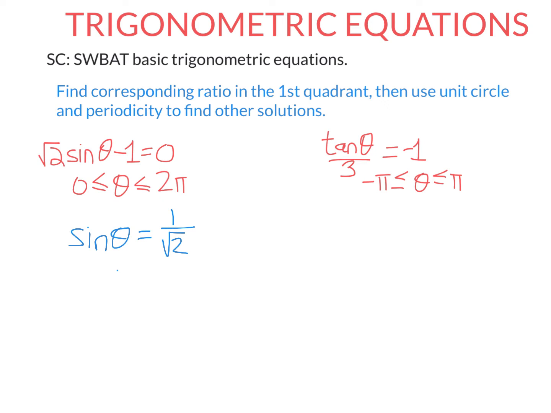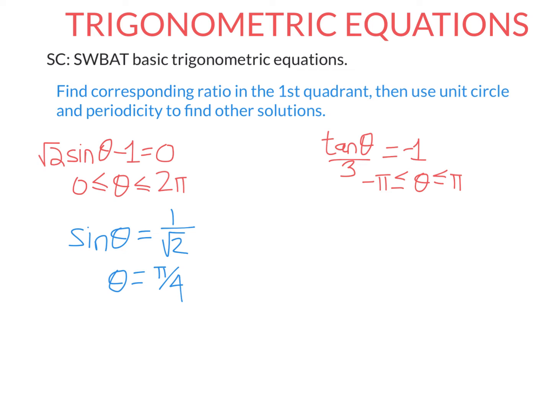So we should know that sine of 45 degrees or sine of pi on 4 radians gives 1 on root 2. But this little note here is telling us to find all solutions between 0 and 2 pi, which is 0 and 360 degrees. So there is actually another solution. There's another value for theta. When you take the sine of it, you get 1 on root 2.